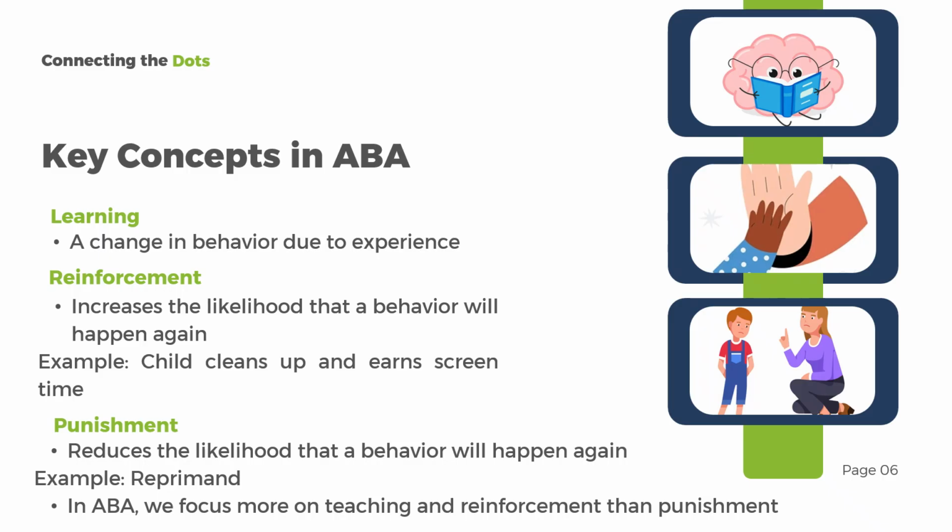Overall, in ABA, we focus more on teaching and reinforcing behavior rather than punishing, because punishment doesn't teach a child what to do instead. Instead of punishment, we should be teaching the tools children need to succeed. By using reinforcement, we build trust, motivation, and confidence in your child, which is more effective long term. But overall, we want to help children feel safe, understood, and very capable.